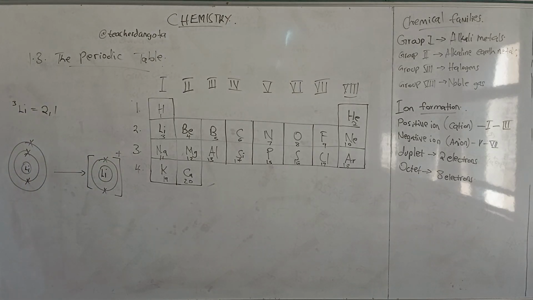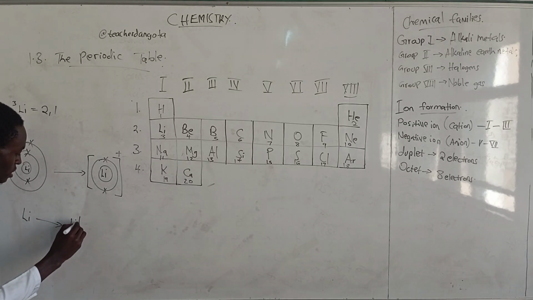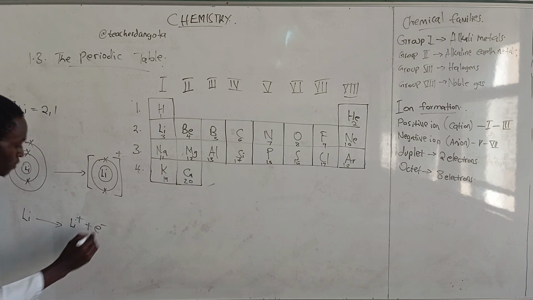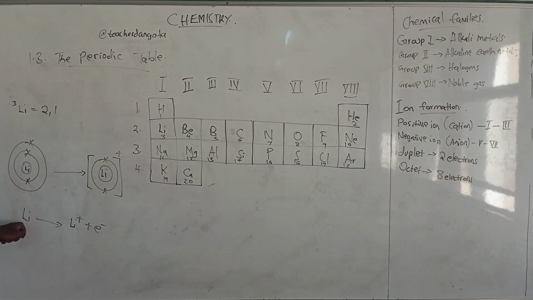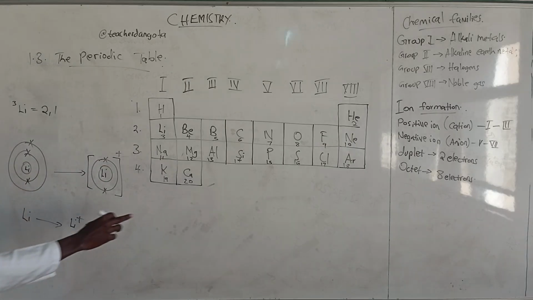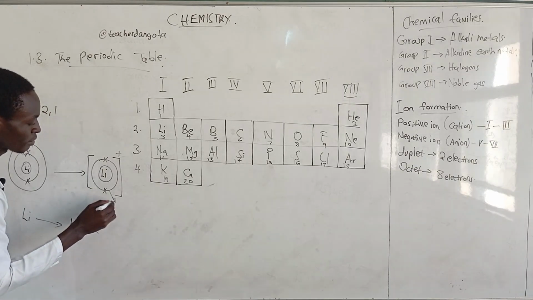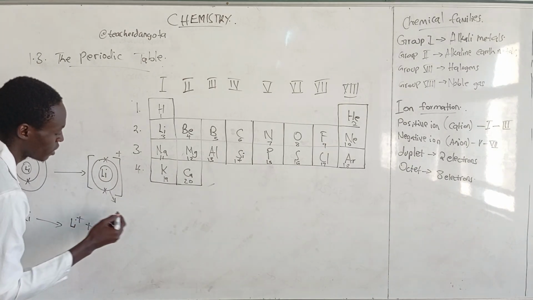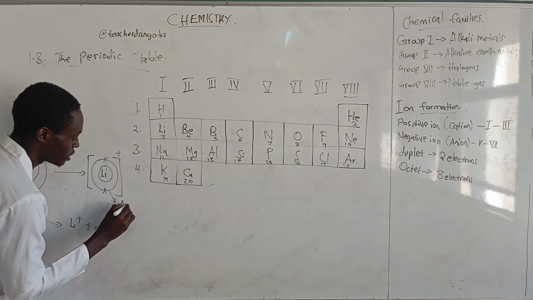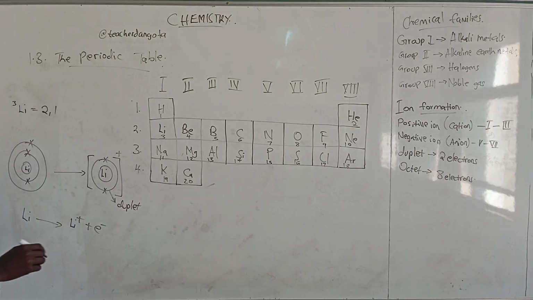So how has it formed? Lithium has lost 1 electron to give us this. It has lost 1 electron to become the cation, positively charged. Now since it has just 2 electrons in the outermost energy level in its stability, and 1 energy level, it is known as a duplet. This is what is known as the duplet.